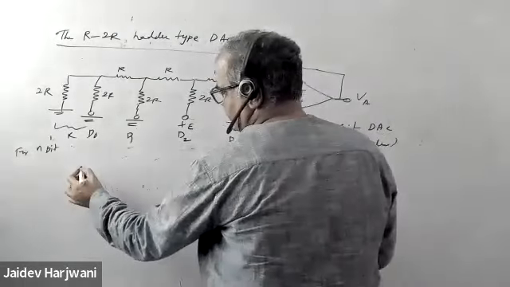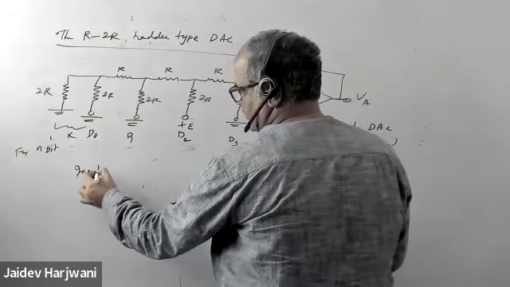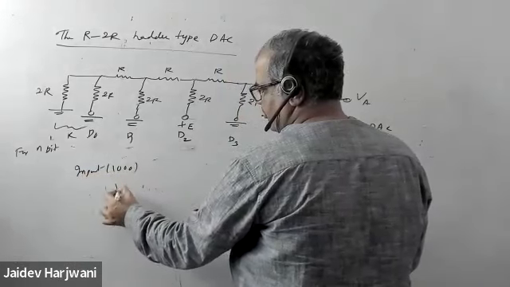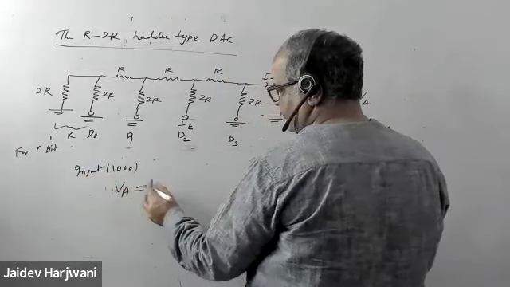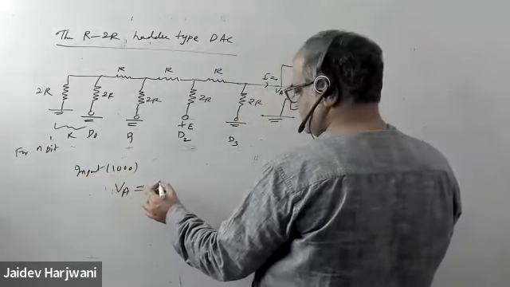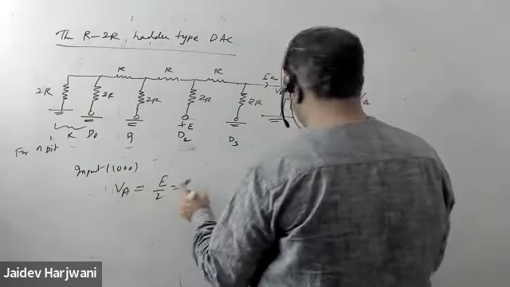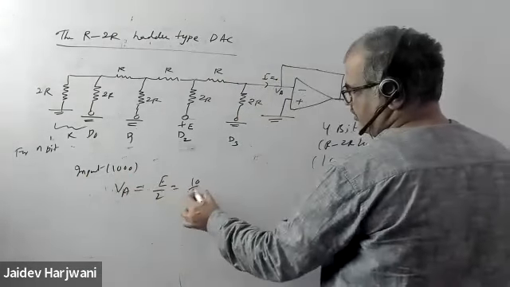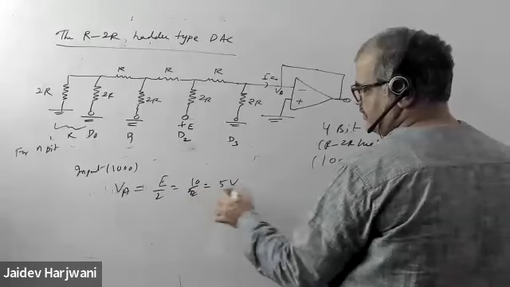So what is the digital to analog output of this one? So V100. The input is 100, so the output will be simply high voltage, E upon 2. High voltage is 10, so 10 upon 2, that will be 5 volt.